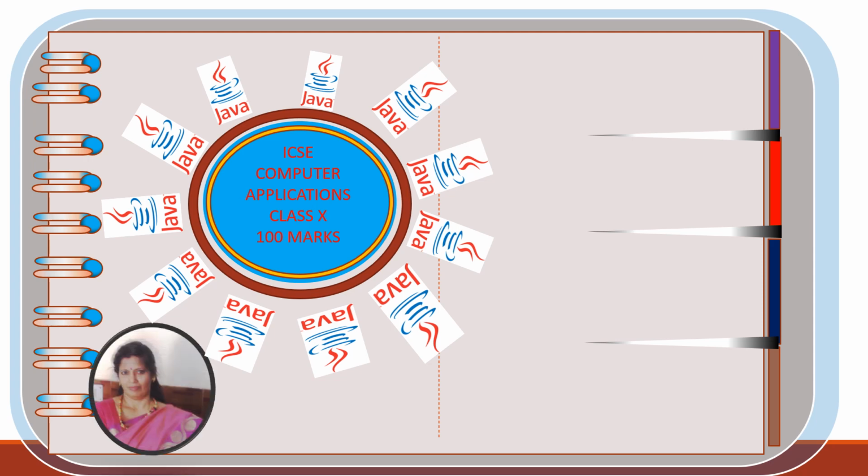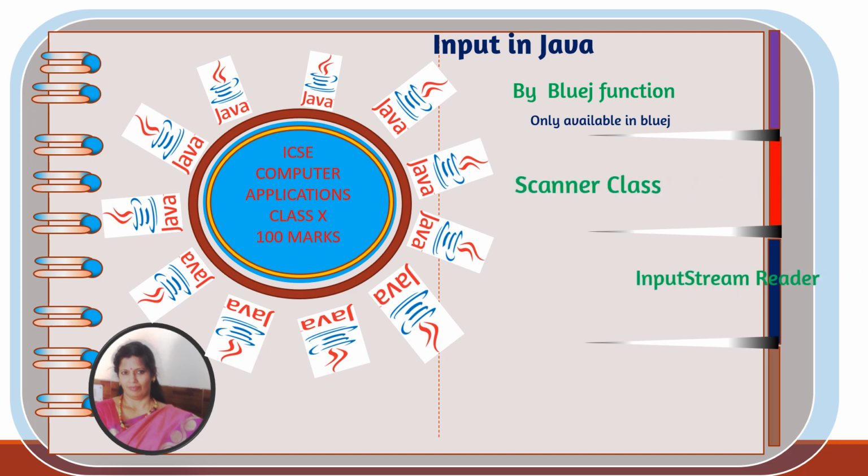I am Ganga Devi and in this video we will be discussing the various ways of input in Java. That means how data can be accepted or stored in a variable and used for program purposes. Through the BlueJ function method, scanner class, input stream reader and assignment statement. All the different types we will be discussing one by one in detail.